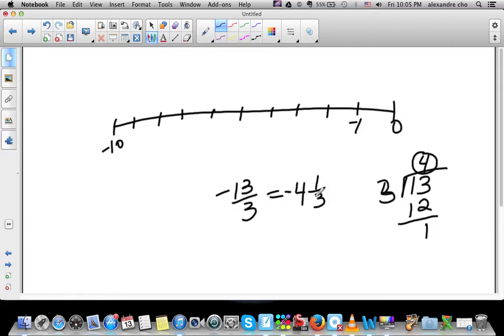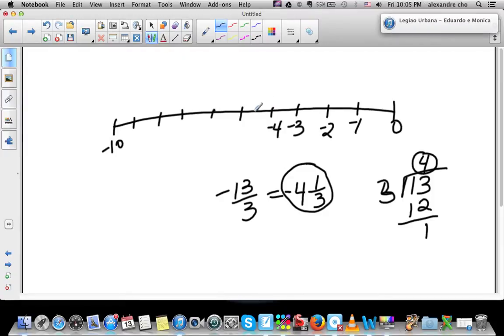So -13/3 is the same thing as -4 1/3. Much easier to put this on the number line. So that's -1, -2, -3, -4, and from -4 I'm taking 1/3. So from the next block here, let me cut that into 3 parts. I would stop right here. So that's -4 and 1/3.